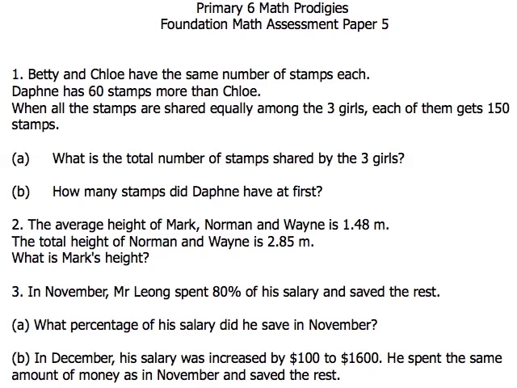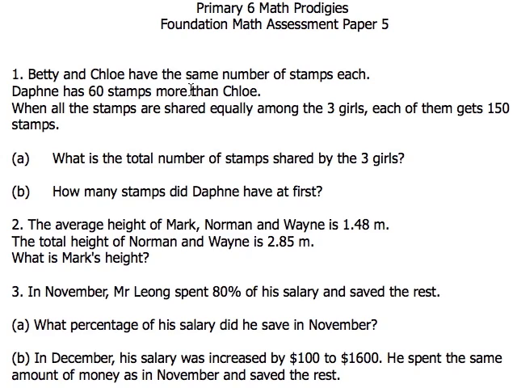The question says this. Betty and Chloe have the same number of stems each. Next part, Daphne has 60 stems more than Chloe. When all the stems are shared equally among the 3 girls, each of them gets 150 stems. Part A, what is the total number of stems shared by the 3 girls? And part B, how many stems did Daphne have at first?